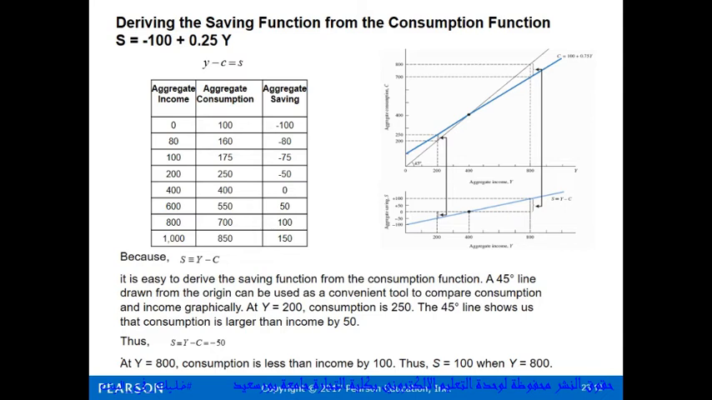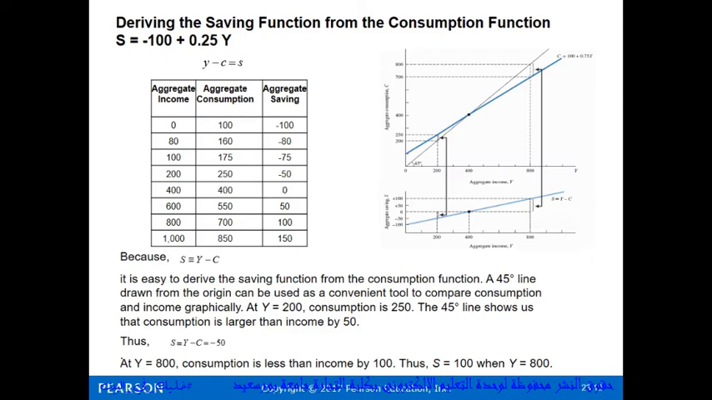Simply, we need to subtract consumption from income to obtain saving. So applying this using the equation of the consumption function, which says that C equals 100 plus 0.75y, and substituting for C in the equation saying that y minus C equals S, we obtain the saving function, which is S equals minus 100 plus 0.25 times y.